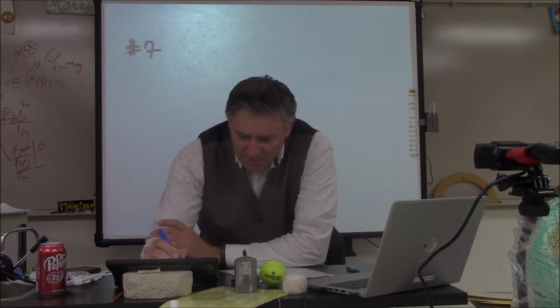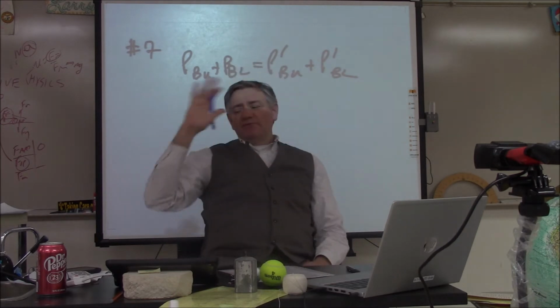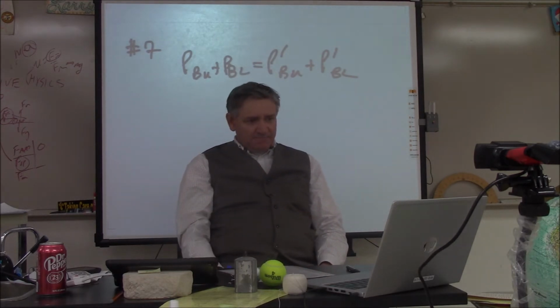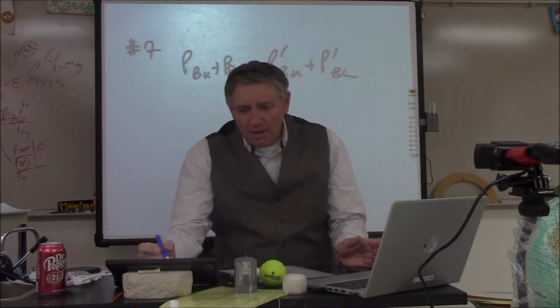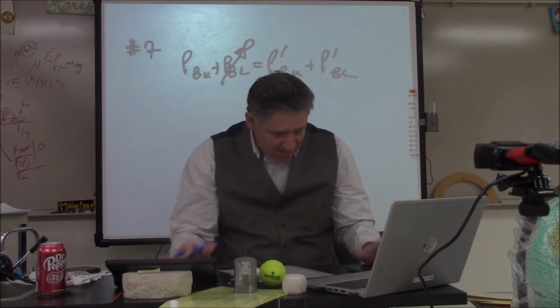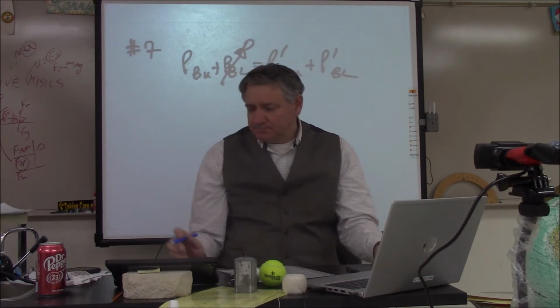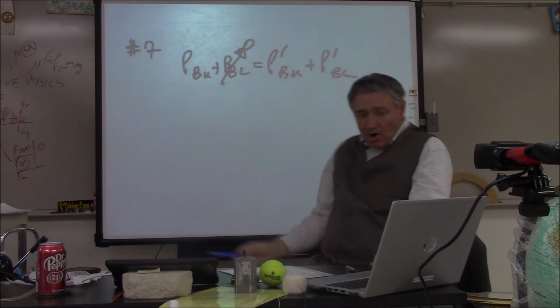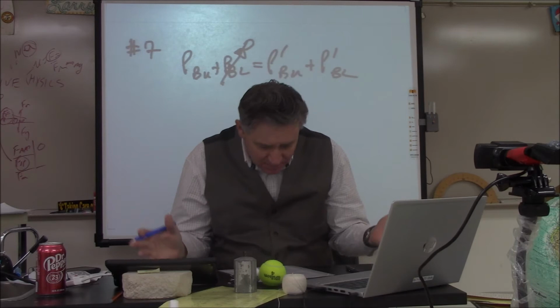So, you've got two things. You've got the momentum of the bullet plus the momentum of the block equals the new momentum of the bullet plus the new momentum of the block. Start every one of these problems with this idea. Now, here's what's going to happen. The block is at rest, so you don't have to worry about that. That's gone. Over here, these two aren't moving at the same speed, because the bullet passes through.